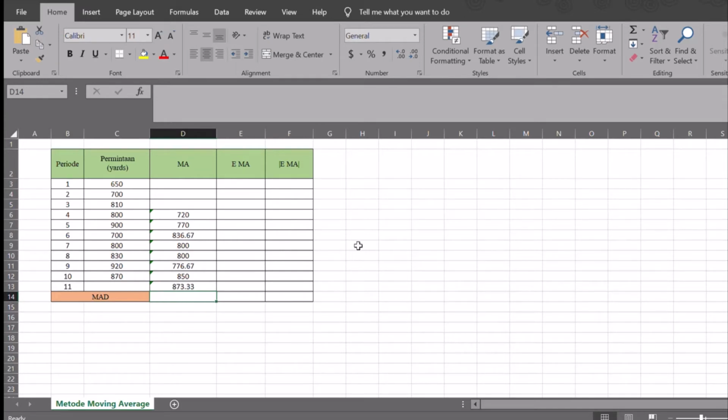After we have done all of the calculation in the moving average method, we do the same calculations to find the error value, the absolute error value, and MAD as in the simple average method.